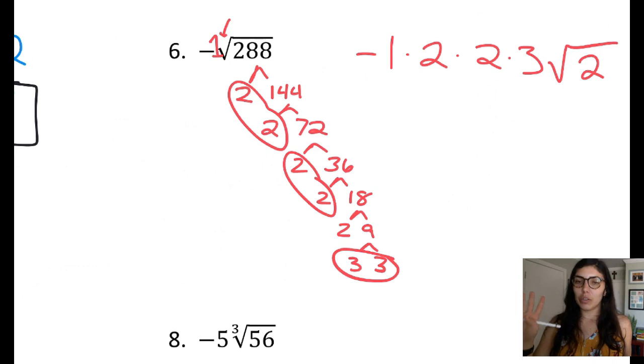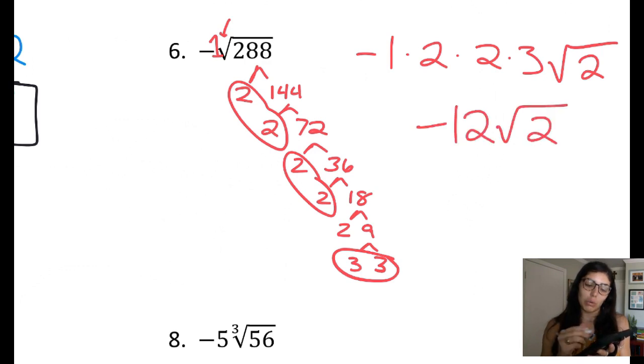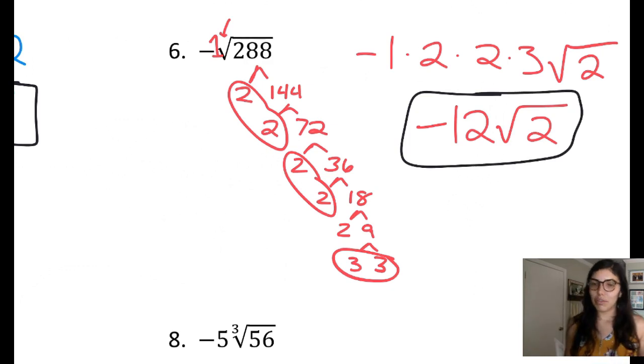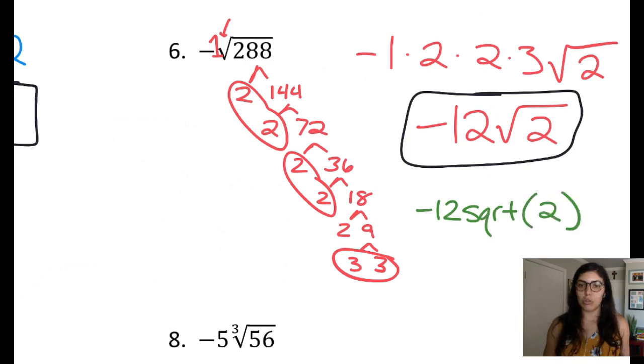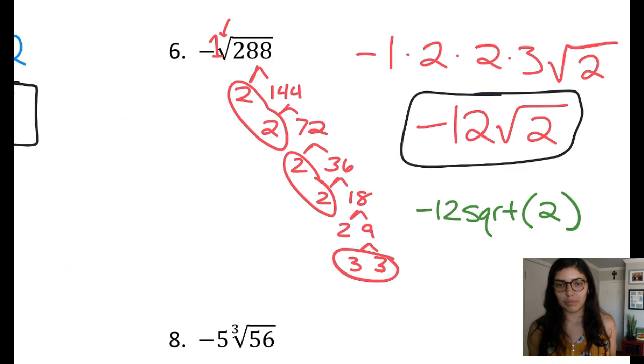Anything that I pulled out or is left over gets multiplied together. -1 times 2 is -2. Times 2 is -4. Times 3 is -12. Throw that in a calculator if you don't believe me. So -12 times the square root of 2 is how I would answer or simplify negative square root of 288. If I were trying to write this on a computer, I would write -12 SQRT 2, the square root of 2.